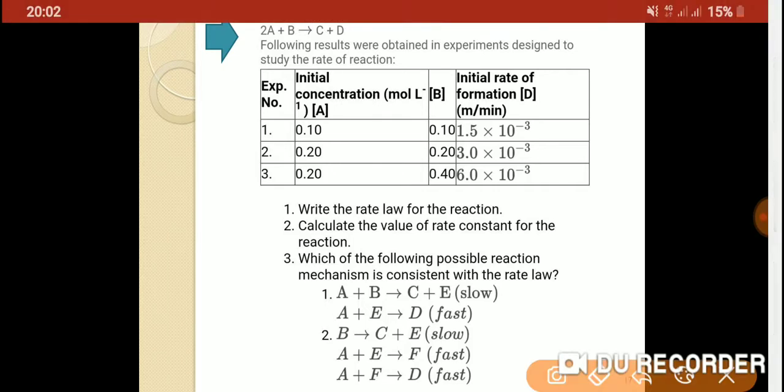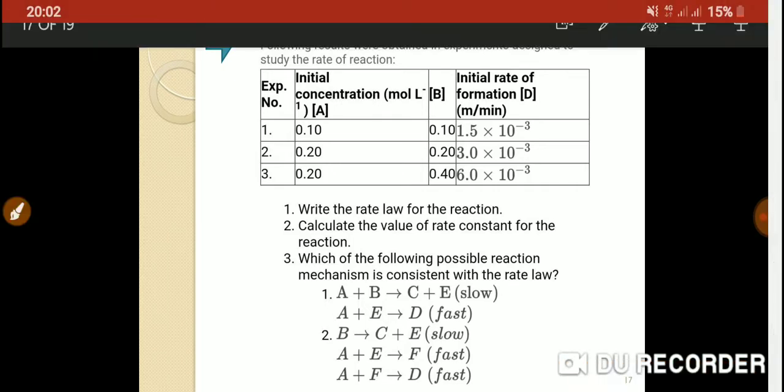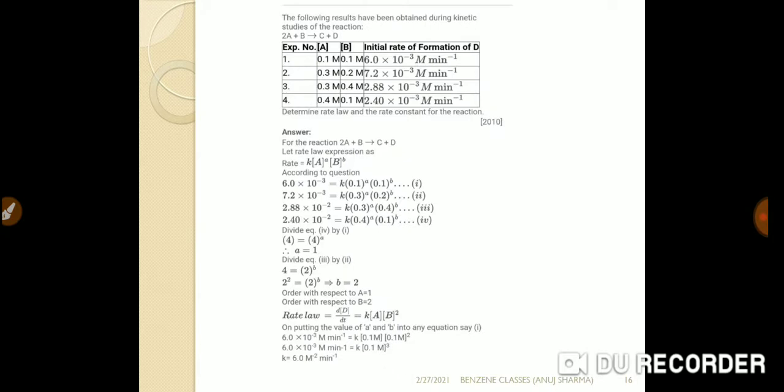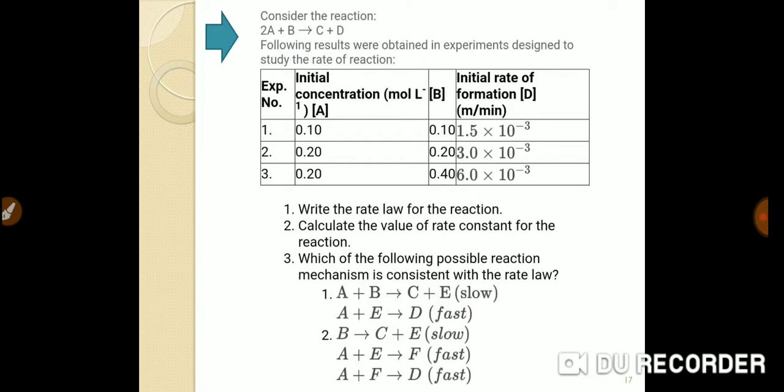The next question is also related to a table. 2A plus B equals C plus D. This is the equation which is given inside the question. The following results were obtained in an experiment designed to study the rate of reaction. Active mass of A is given, active mass of B is given, and the rates are given. So you first make equations 1, 2 and 3, solve the rate law, and find the order of the reaction and the rate constant also.